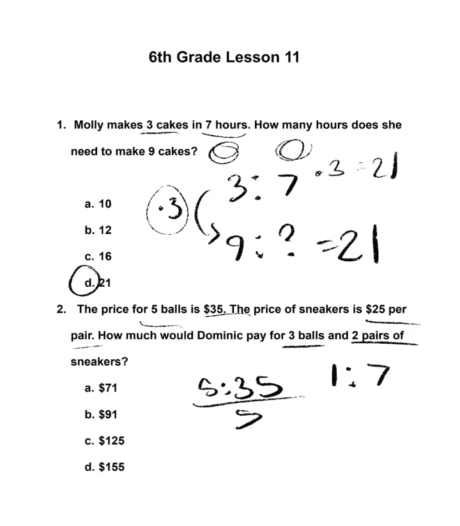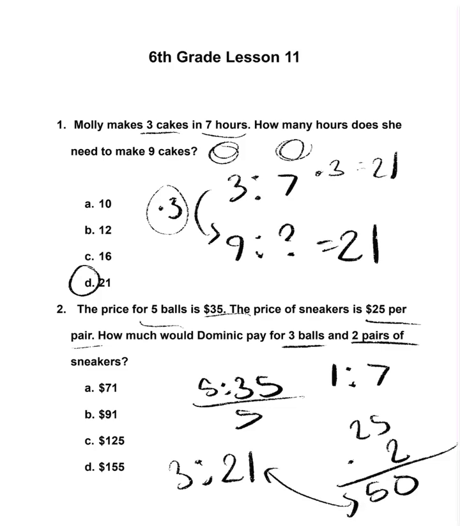So if you were paying for 3 balls, it would be 7 times 3, which we know is 21, and then add the 2 pairs of sneakers. So price per sneaker is $25 per pair, and because he wants 2 pairs, we have to multiply by 2, which we would get 50. So adding both of these, we would get 71.